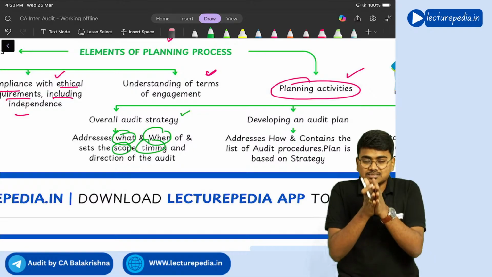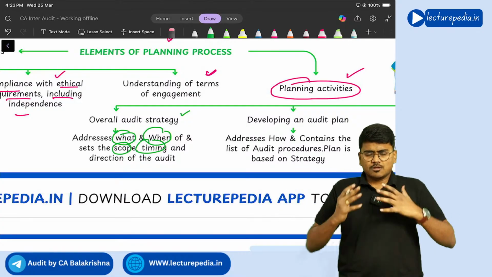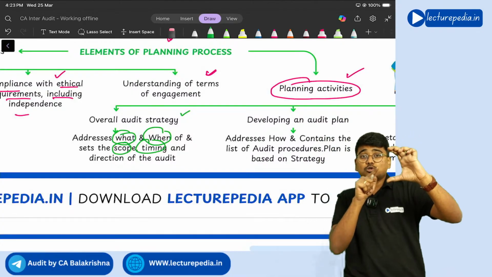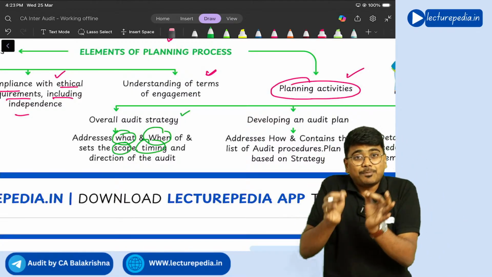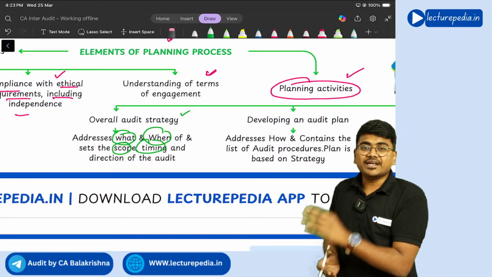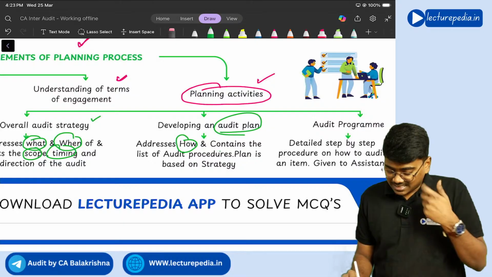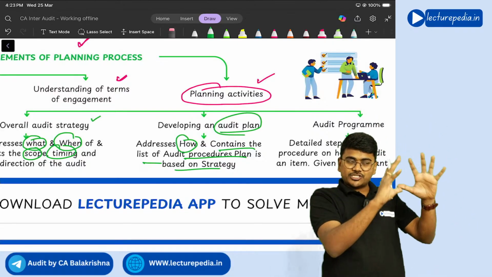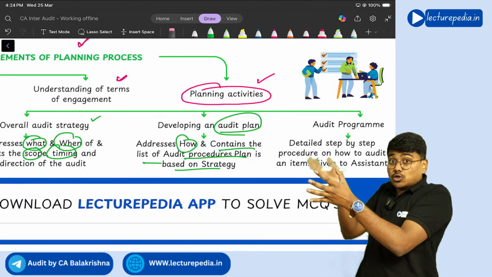So this is the strategy. In the strategy, you will specify the scope of audit, that is, what has to be audited and when it has to be audited. Now, once a strategy is prepared, you will get to know what has to be audited. But how do you have to audit it? What audit procedures do you have to perform on that area? That will be answered by the audit plan. So the audit plan answers how to conduct the audit. The detailed steps of how to do the audit will be there in the audit plan. See, developing the audit plan: the audit plan addresses how and contains the list of audit procedures. The plan is based on strategy. So you will first of all prepare the strategy. In the strategy, you will mention what has to be audited and when it has to be audited, and based on the strategy, you will prepare the plan. In the plan, it will be mentioned how to audit that area.